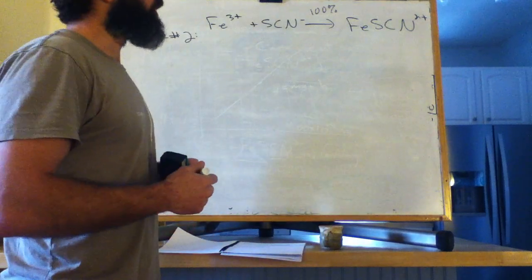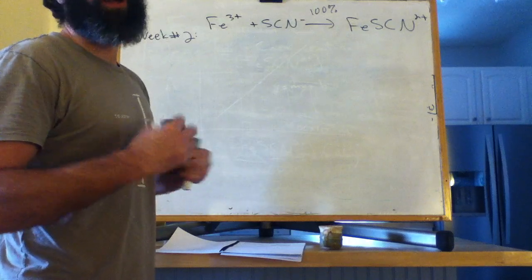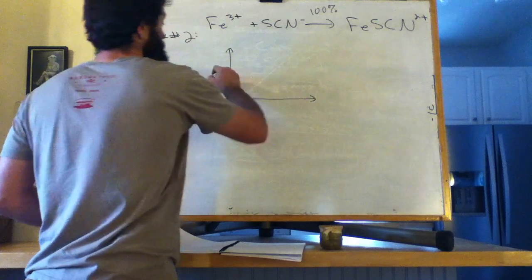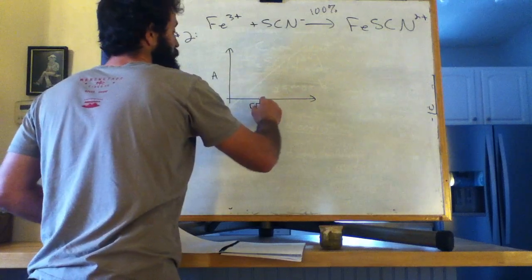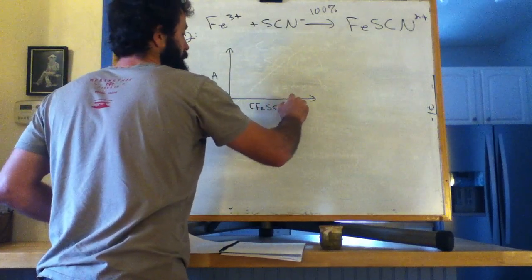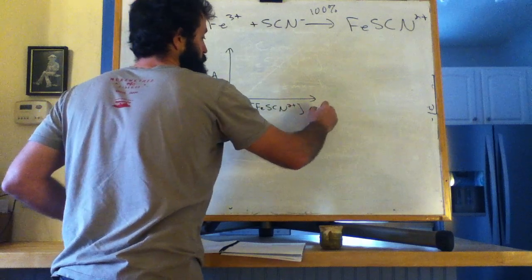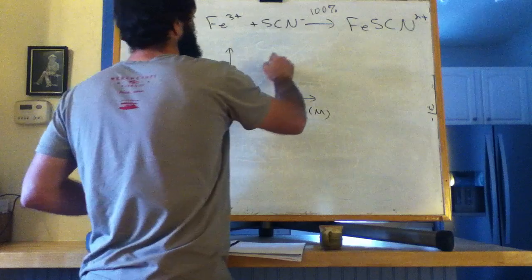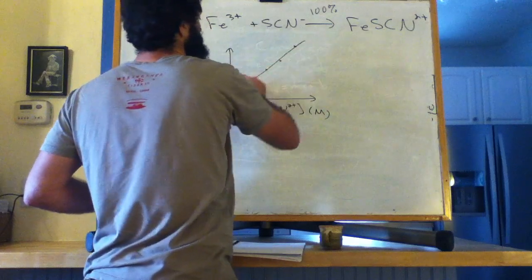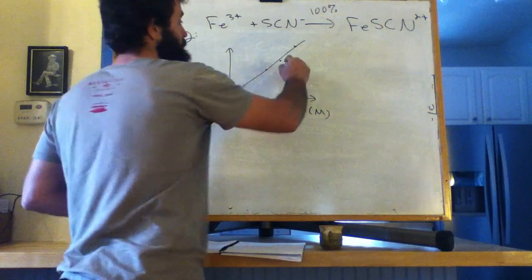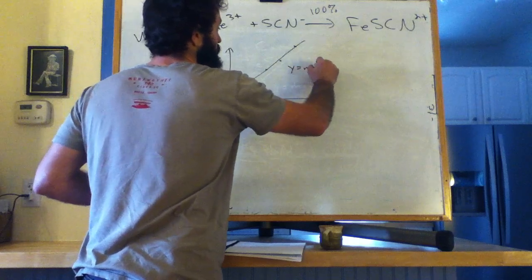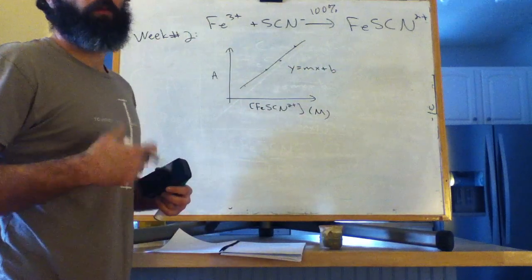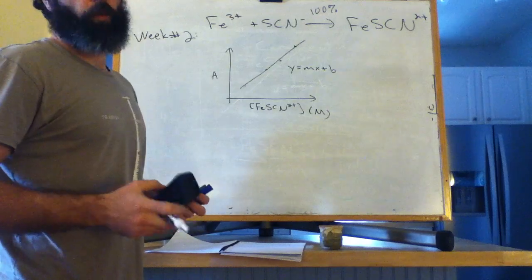Okay, so the whole goal of week 1 experiment was we constructed a calibration curve that allows us to relate an absorbance value to the concentration of this complex. Remember Beer's law, absorbance is directly proportional to concentration, and we have an equation that relates the two. This is our calibration curve. Wonderful.